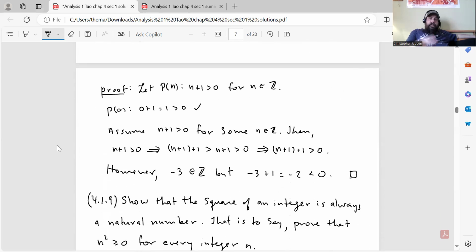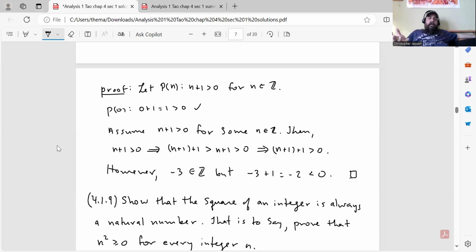So I just came up with a counterexample here. Let P of n be the proposition n plus 1 is greater than 0 for any integer n. If you take P of 0, that says that 0 plus 1 is greater than 0, which implies 1 is greater than 0, and which is true. And then assume that n plus 1 is greater than 0 for some integer n. Then n plus 1 greater than 0 implies n plus 1 plus 1 is greater than n plus 1, which is greater than 0. So n plus 1 plus 1 is greater than 0. So that shows that the inductive step is satisfied, and also the base step is satisfied.